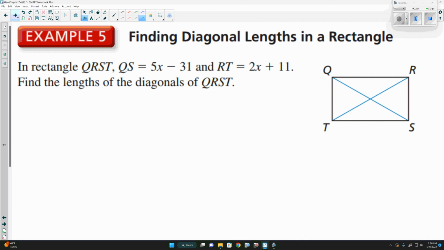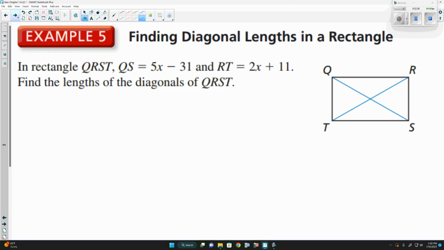In rectangle QRST, QS is equal to 5x minus 31, and RT is equal to 2x plus 11. Find the length of the diagonals of QRST. Yes, so this one here, we haven't done this in previous problems. I'm going to do this for this one, and then we'll kind of not do it in the next ones, because it's understood. So if it's a rectangle, we know the diagonals are congruent, yes?